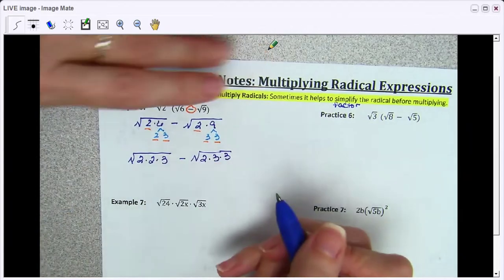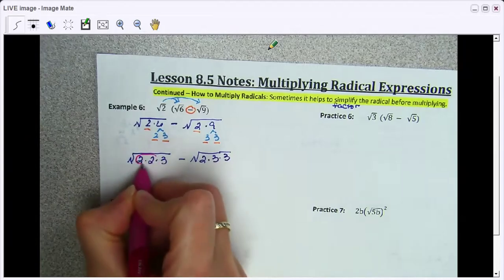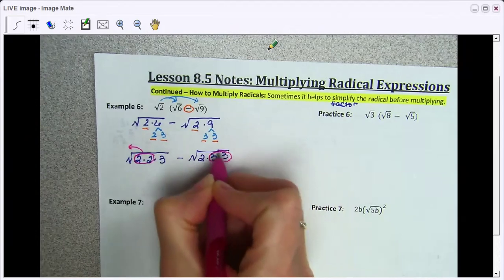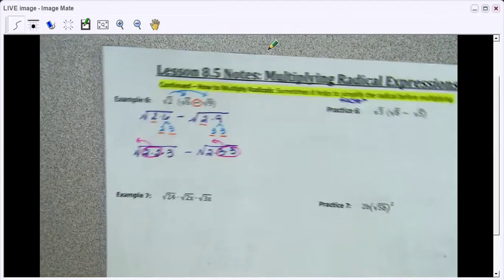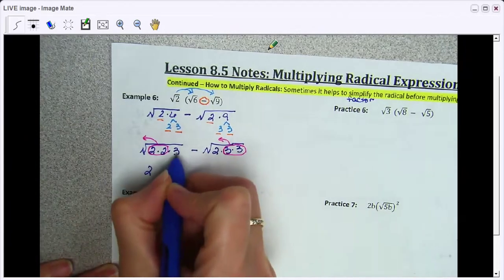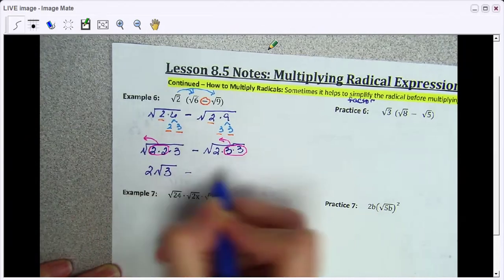Okay. Now I'm going to group my pairs together. So I have a pair of 2s that I'm going to take out, and I have a pair of 3s over here that I'm going to take out. And so my 2 that comes out is on the outside of the radical, and I have a 3 left on the inside. Bring down your subtraction.